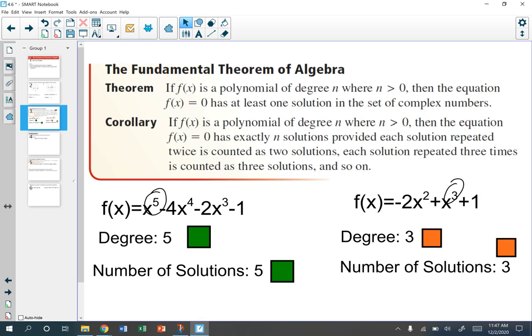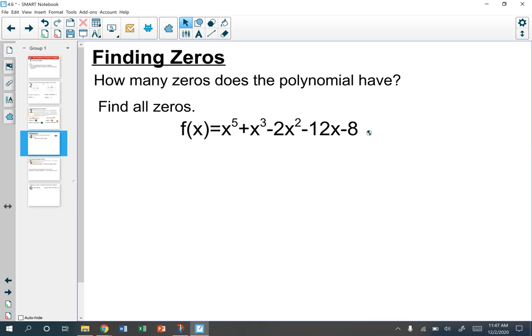Right, so that's what the fundamental theorem of algebra is telling us. If we were given that there were 3 solutions, we can also say that we know it's at least the 3rd degree. So how many zeros does this polynomial have? We can see that it's 5th degree, right? It's written here in standard form. So there are 5 zeros. And then we're going to go ahead and find those 5 zeros using our knowledge of factoring and solving polynomials.